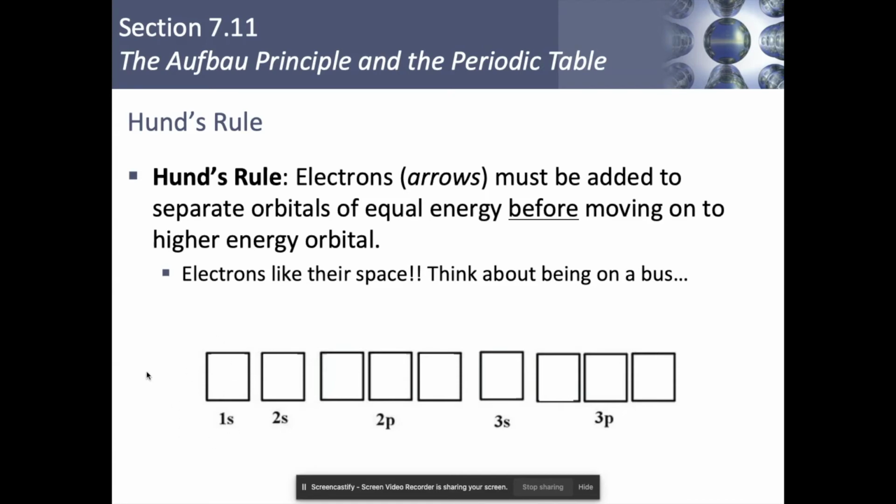Okay, so think about this. I have 1 box for the 1s, okay? So if I have 1 electron, I'd put 1 arrow in it.